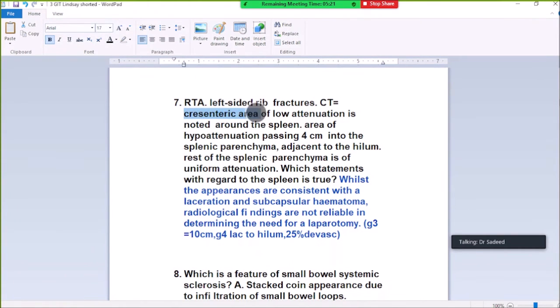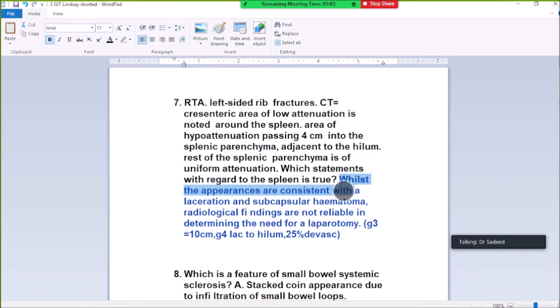Question number 7, RTA. Road traffic accident, left side rib fractures. CT shows a crescentic area of low attenuation noted on the spleen. Area of hyperattenuation passing 4 cm into the splenic parenchyma adjacent to the hilum. The rest of the splenic parenchyma has uniform attenuation. Which statement regarding the spleen is true?